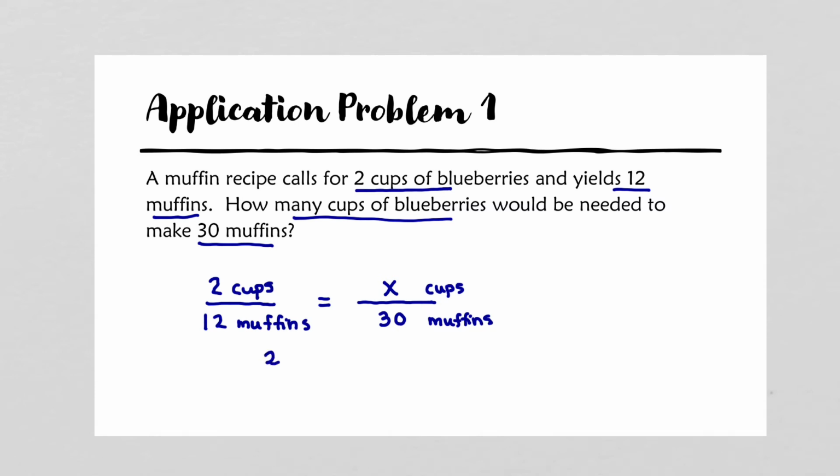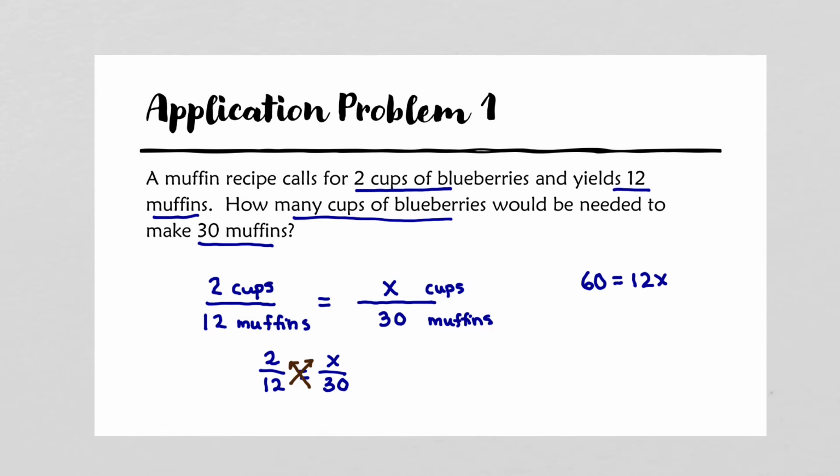Let's get rid of those units now that we know everything corresponds. So we have 2 over 12 equals X over 30. This is a simple proportion problem. And how do we want to solve? Well, I like to cross multiply. So that's my first step. I'm going to cross multiply both sides of this equation. I'm going to take 2 times 30, and that's going to give me 60. And then I'm going to take 12 times X, and that gives me 12x.